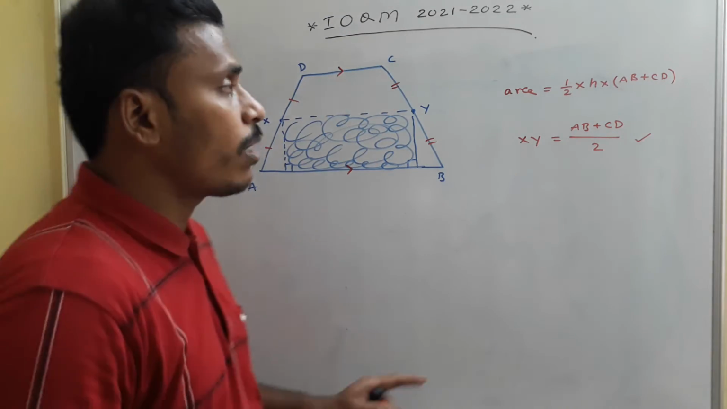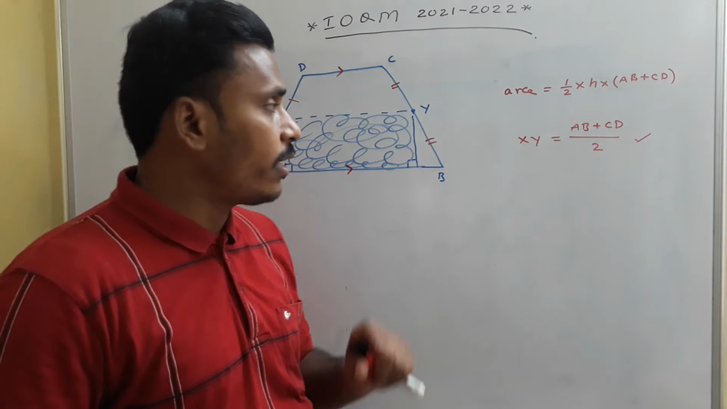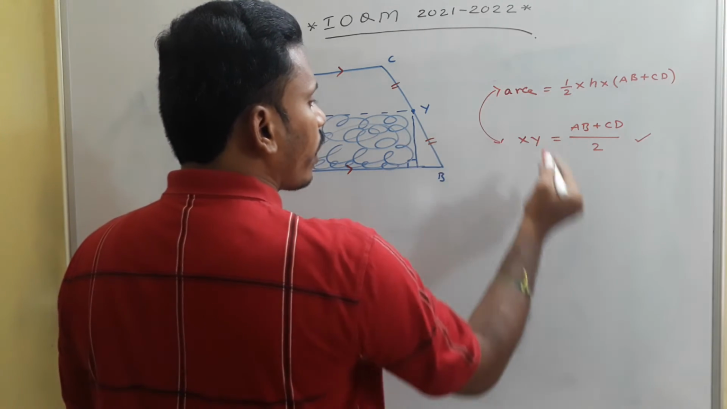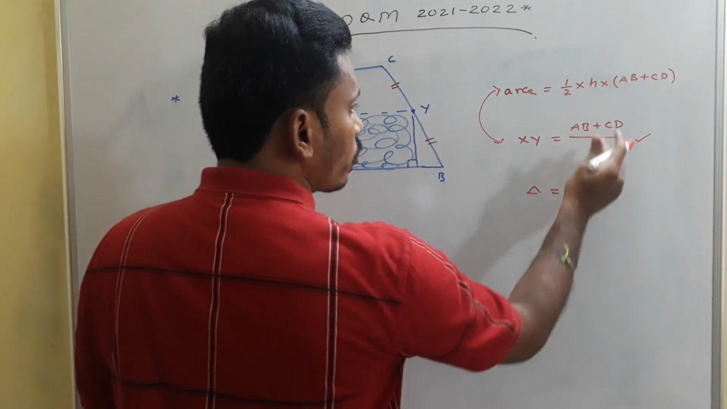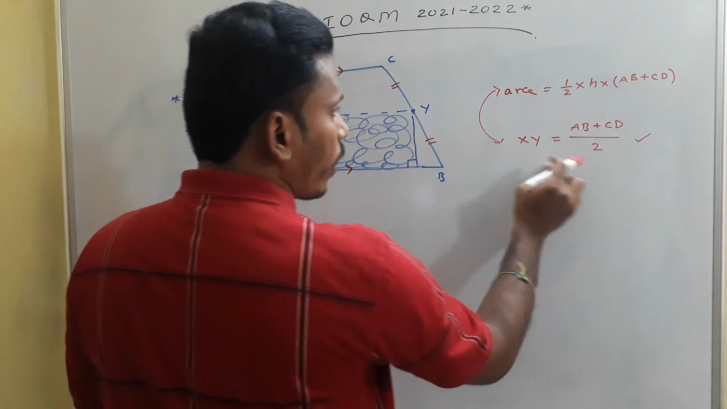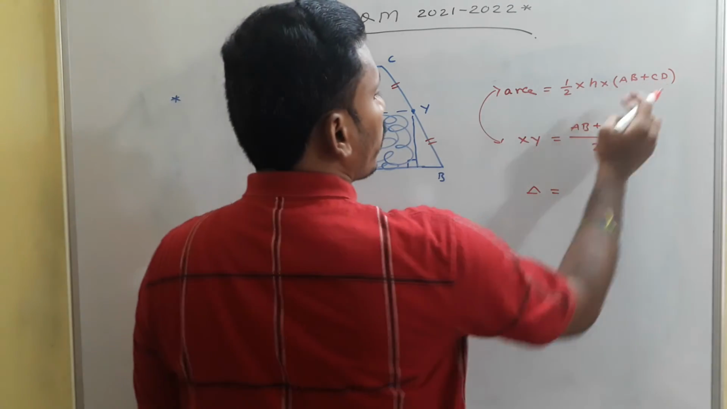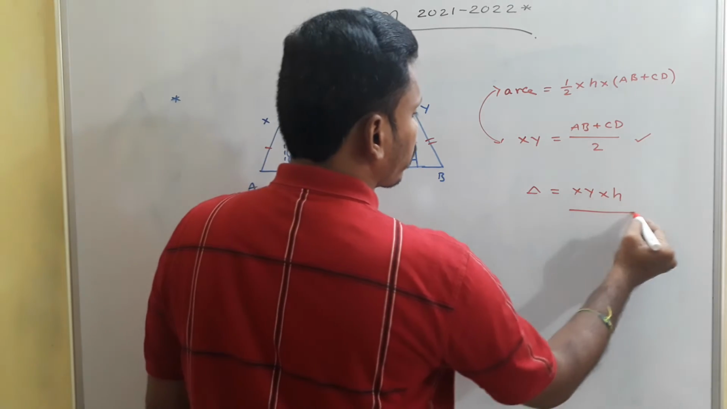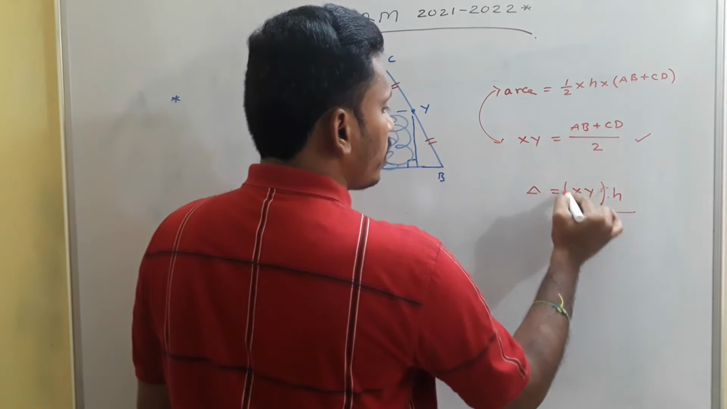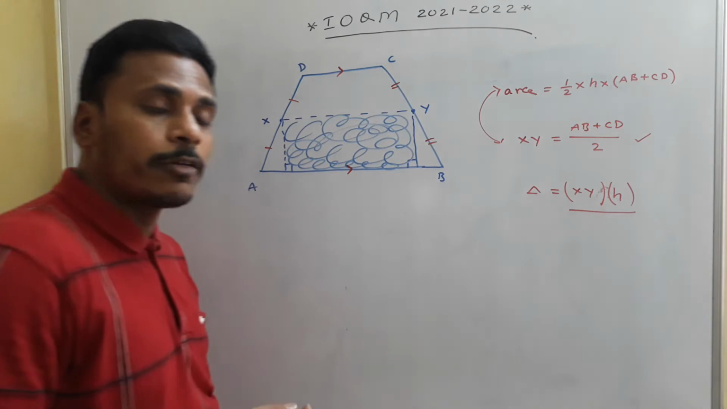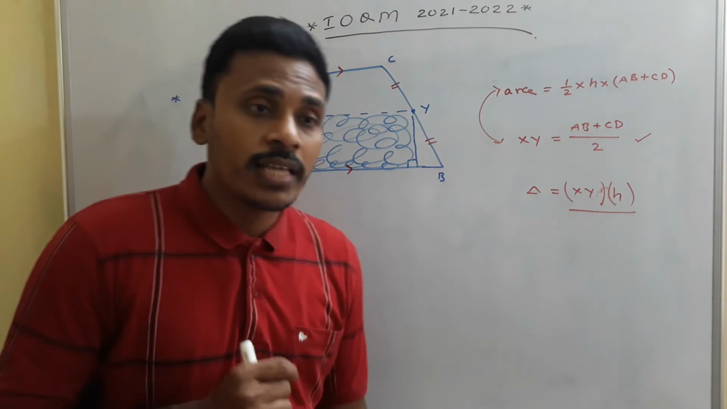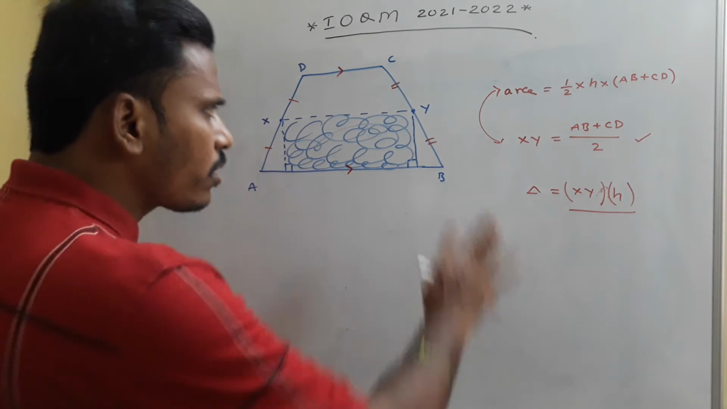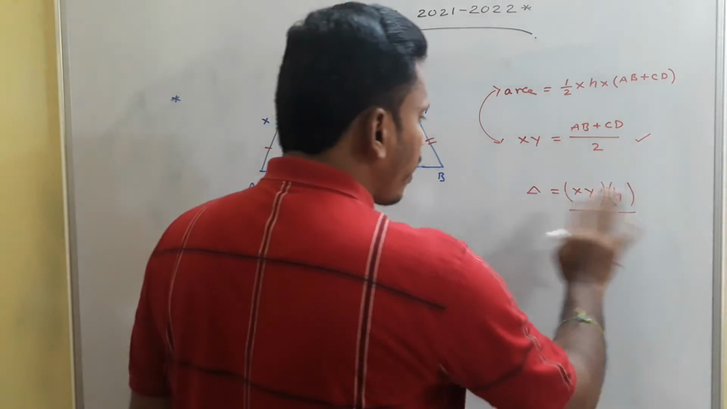Area is half h into AB plus CD. Our task is to find that area. Now when you combine these two, you will generate one other formula. AB plus CD is 2XY, right? When you replace AB plus CD with 2XY, then you will get XY into h. XY is the length of the line segment joining the midpoints of the non-parallel sides, whereas h is the height of the trapezium, so XY into h. This is a conceptual idea related to the trapezium.